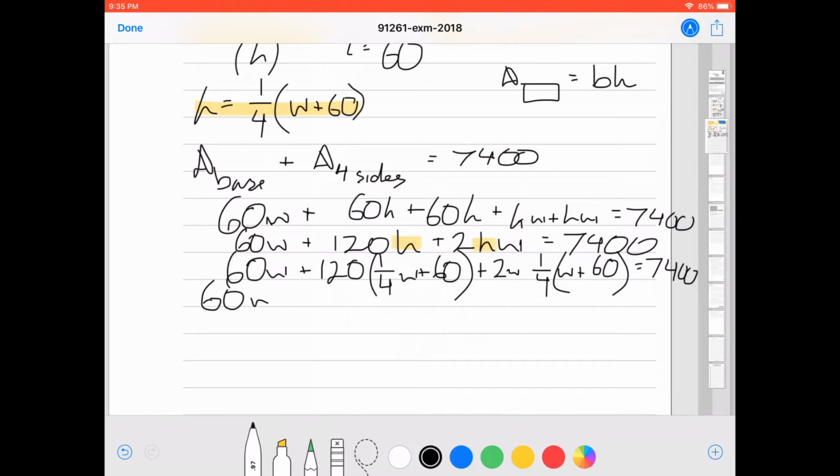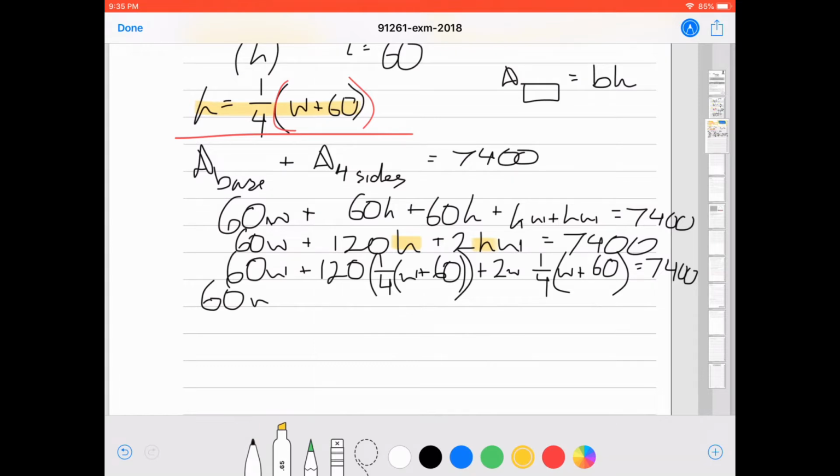Yeah, okay. Small mistake in here. Just looking at my notes. It's not h equals a quarter w plus 60, is it? H equals a quarter, and then inside brackets you've got this w plus 60. So we have to include that in our working. Let's just insert these brackets.